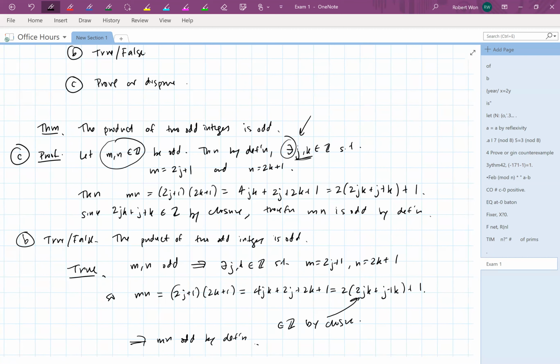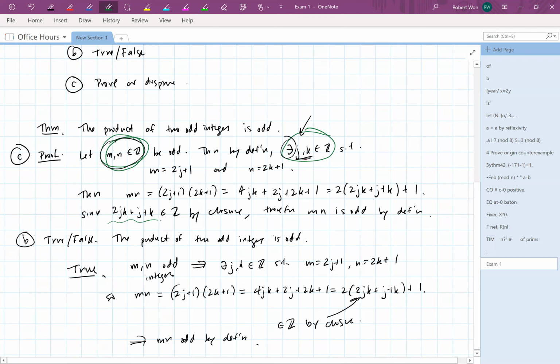Okay, things that you definitely need to do, as in I'll definitely take off points if you don't do it. If you didn't say that m, n are odd integers, actually here I should have said that. So if I didn't quantify m and n, if I didn't quantify j and k, if I didn't check closure here, these things I think are things that you might not think to do, but are important. Otherwise, the proof doesn't hold up.